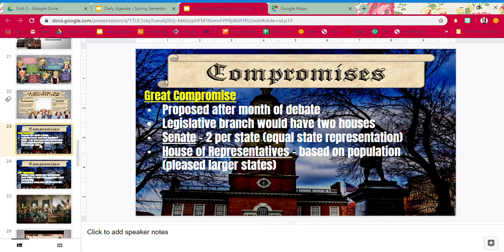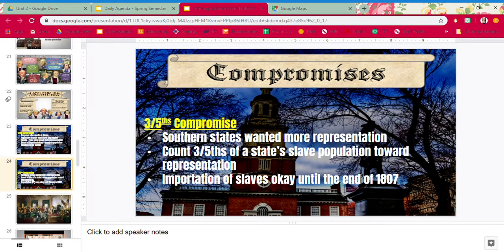And so this branch is where they're going to be making the laws, proposing laws, voting on laws. And so that's why it's important to have representation, because you want your state to have a say in the laws that are created. Additionally, there's another compromise, and it should be called the extremely messed up compromise, but it's called the 3/5 compromise. Southern states wanted slaves counted in their population so they could have more representation.